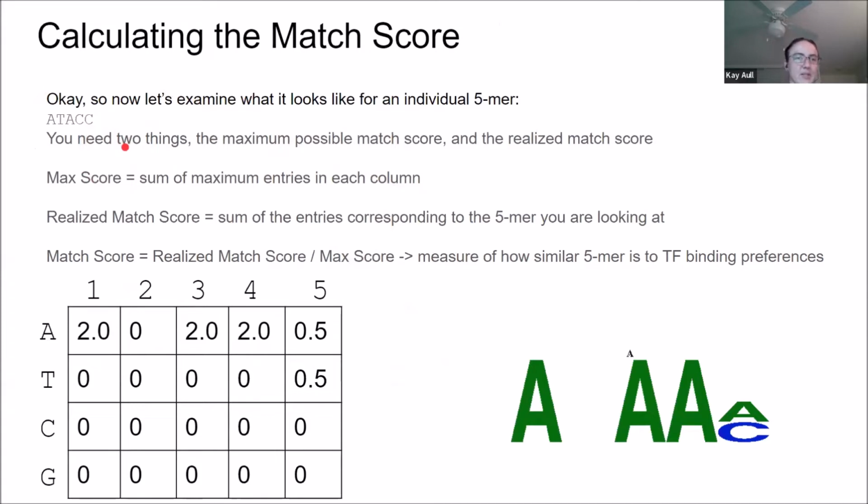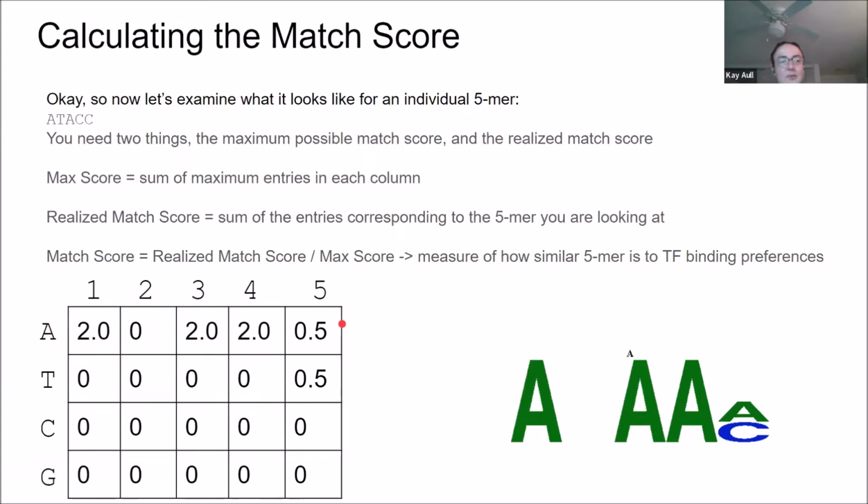And so in order to get your match score, the match score is on a 0 to 1 scale, and so in order to normalize it, you get your maximum match score. And so the best that you could possibly do here, you can get a score of 6.5, right? You can collect all your 2s here, and then you have your choice of these 0.5s here.